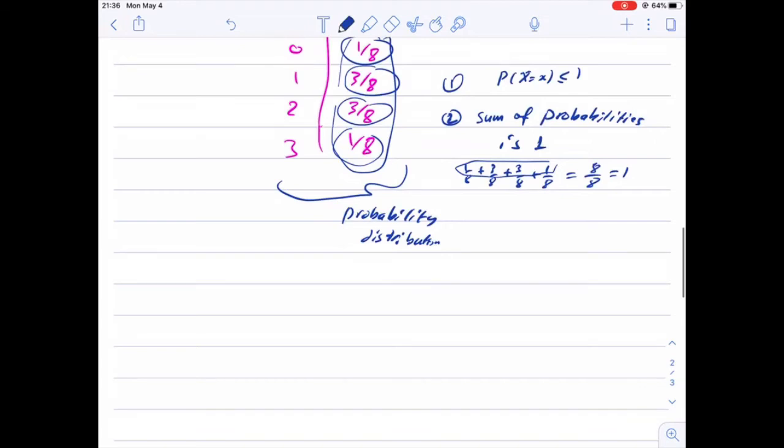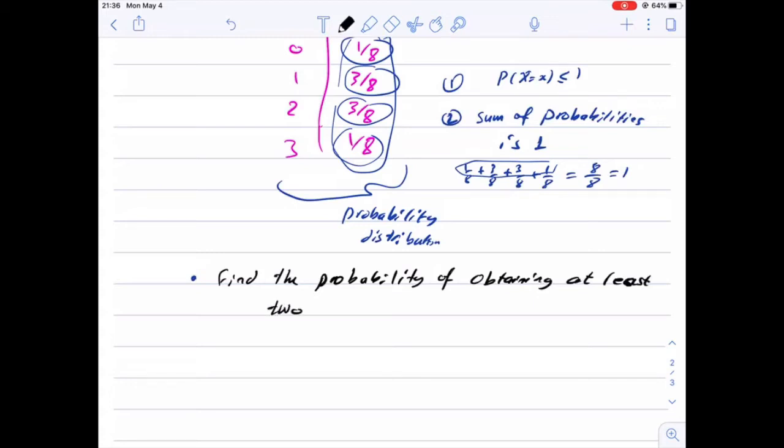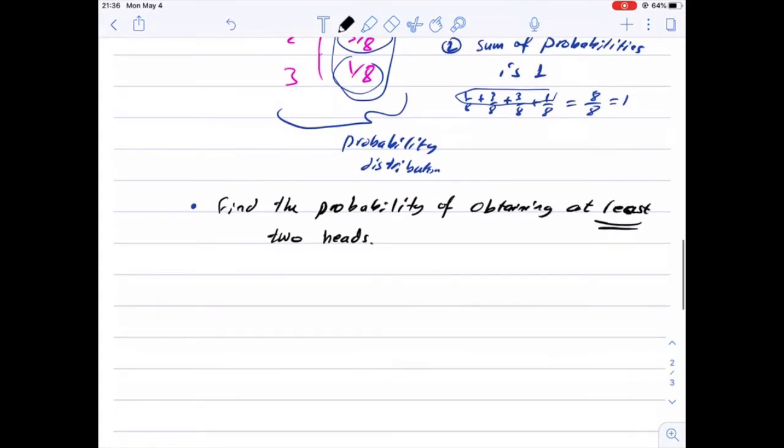Now, for the same problem, if we want to find the probability of obtaining at least 2 heads, what does that mean? That means we want to find the probability, we write it this way, probability of the random variable greater than or equal to 2 heads. At least means greater than or equal. We write it this way.